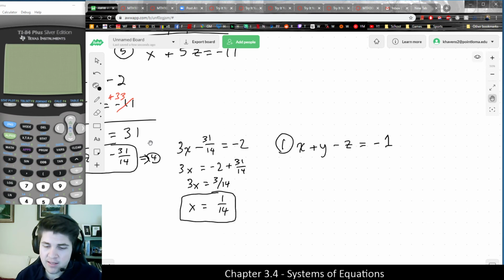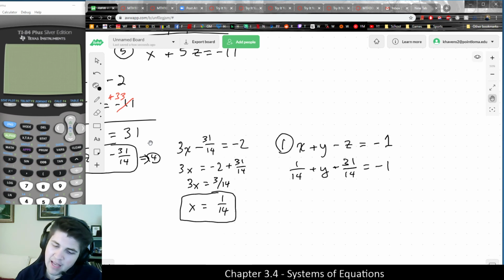But anyways, I know x is 1 over 14. I don't know y still, and I know z is 31 over 14. Since it's negative z, it would be a double negative. And that all should be minus 1 if equation 1 is to be believed.